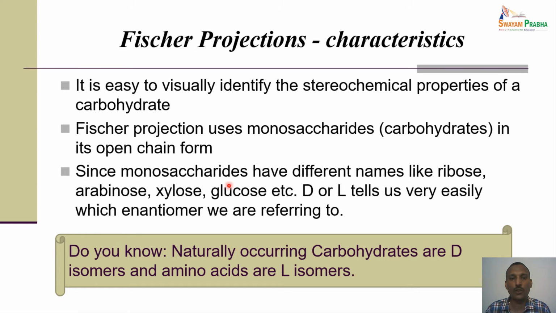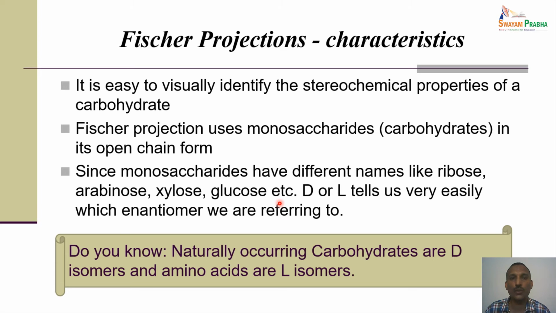And moreover, each monosaccharide has different names like ribose, arabinose, xylose, glucose, based on whether they are triose, tetrose, pentose or hexoses. It is very easy if we tell whether it is a D isomer or an L isomer, we can easily identify which isomer we are referring to, because especially the monosaccharides, the triose, tetrose, pentose and hexoses, all of them have a very specific name, and mentioning D or L exactly tells which enantiomer we are discussing about.